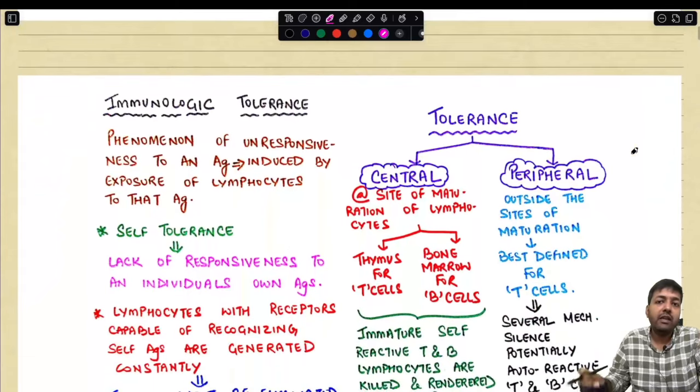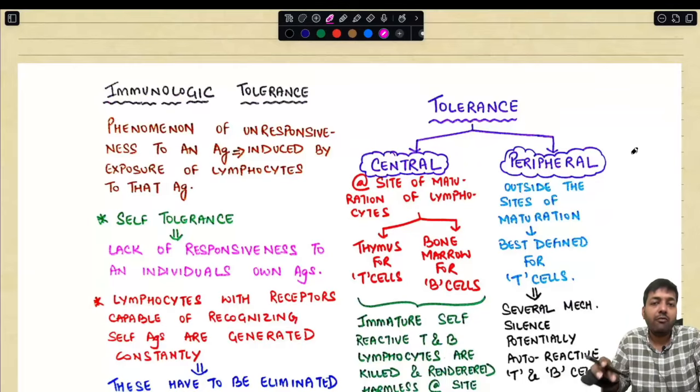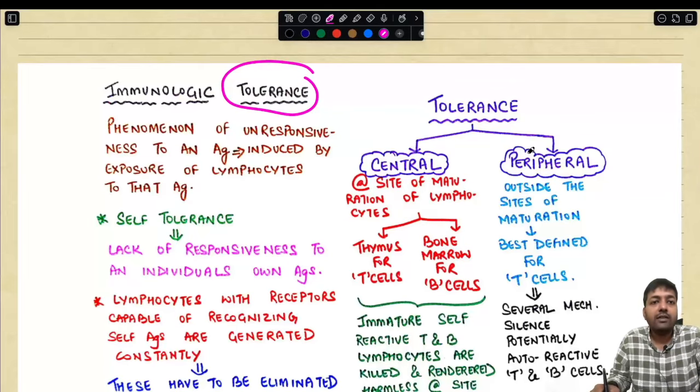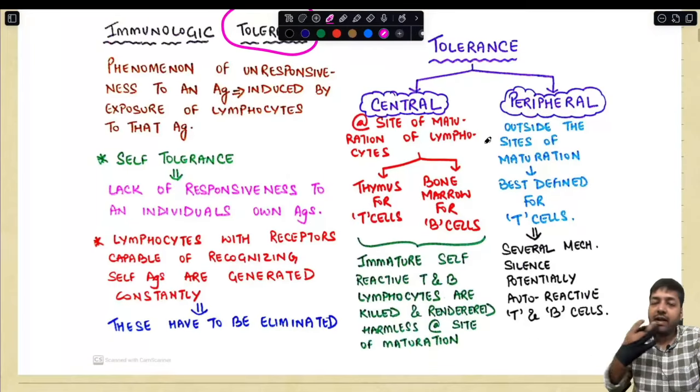Before we go into the main topic, first of all we are going to revise certain concepts which we have already learned in our general pathology lectures, especially the topic of immunological tolerance. As you all know, immunological tolerance is basically a phenomenon of unresponsiveness to an antigen. Whatever self antigens are there in the body, our immune system has a tolerance towards them. Self tolerance is a lack of responsiveness to an individual's own antigen.